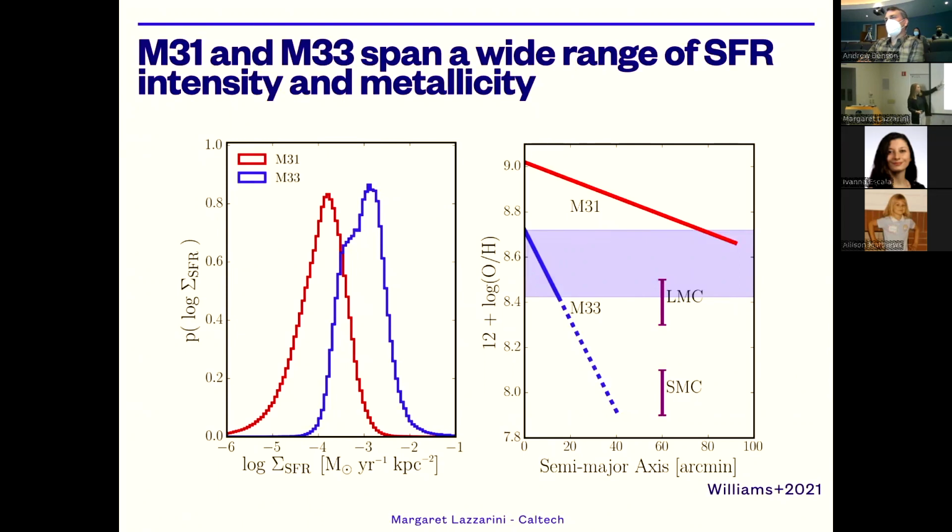And they also span a range of metallicity. So M33 is known to have a pretty steep metallicity gradient. It doesn't get that low at the radii that we get out to with the HST survey, but it still provides a bit of a comparison point there.